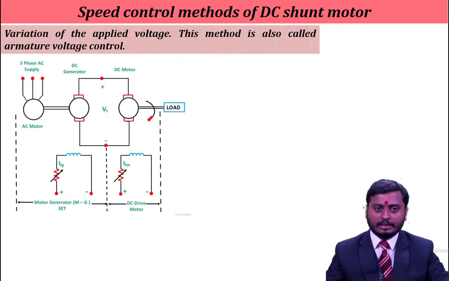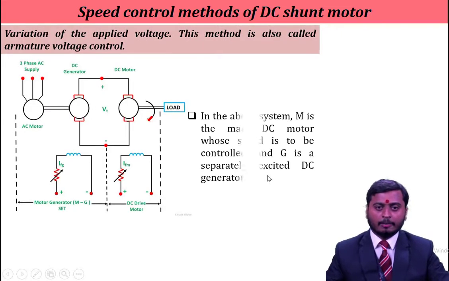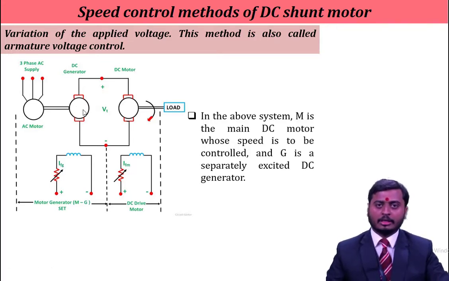Now let's discuss in detail what this figure is. In the above system, this M is nothing but the main DC motor, whose speed is to be controlled, and this G is nothing but a generator. Already we discussed the difference between a generator and a motor. From the construction point of view, both are the same, but the difference depends upon which value is given as an input or the output.